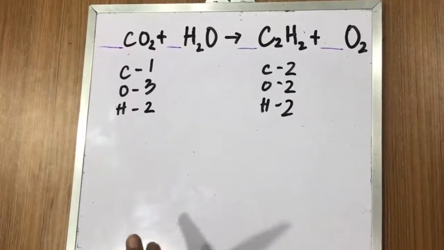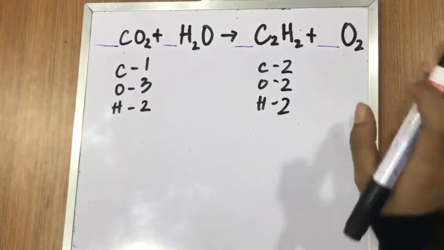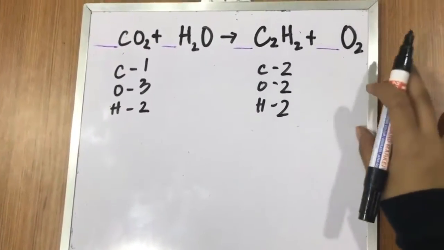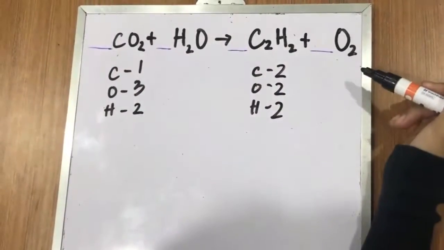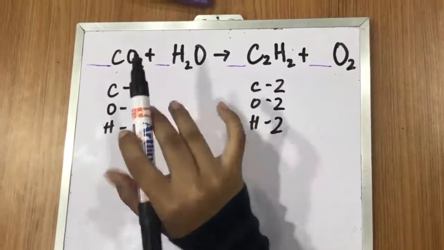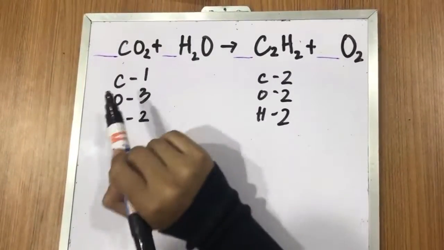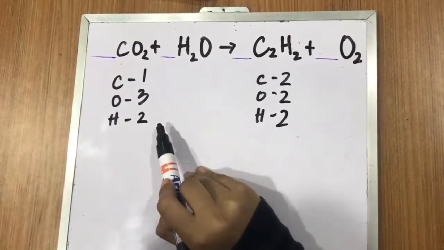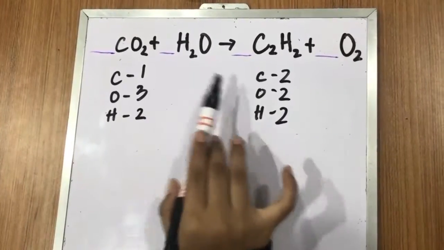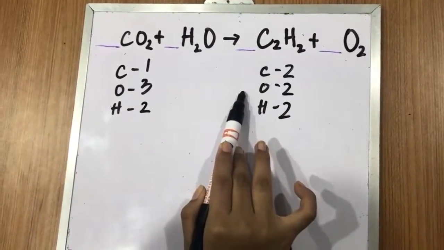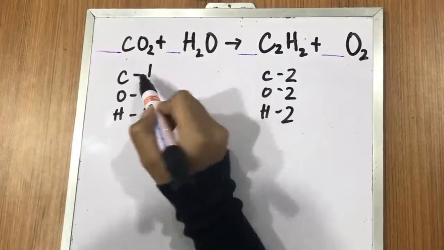As said before, balancing chemical equations is a trial and error process. Since this is a little bit more complex, I've already written out its elements, which are carbon, oxygen, and hydrogen, and each of their number of atoms. Right off the bat, you can see that carbon and oxygen are not equal. So let us start with carbon.